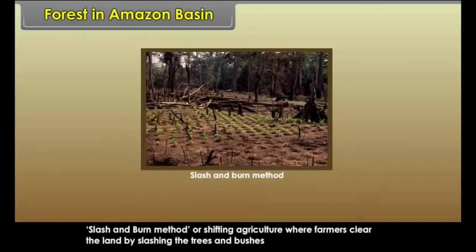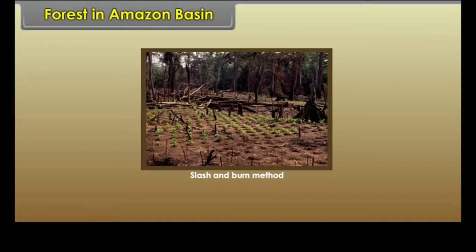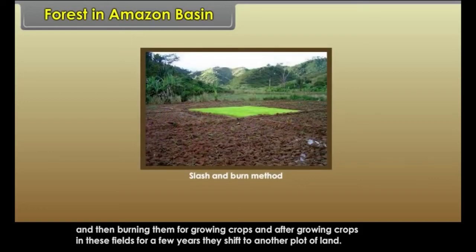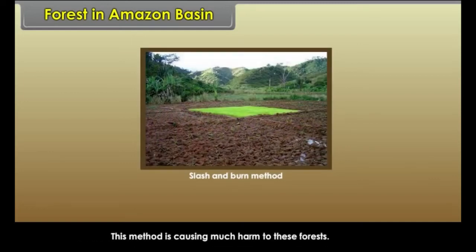Slash and burn method or shifting agriculture, where farmers clear the land by slashing the trees and bushes and then burning them for growing crops. And after growing crops in these fields for a few years, they shift to another plot of land. This method is causing much harm to these forests.